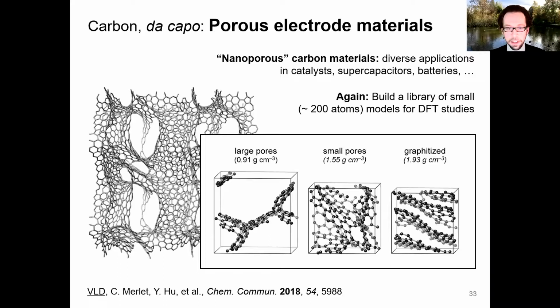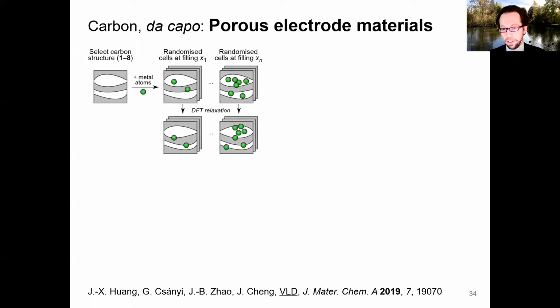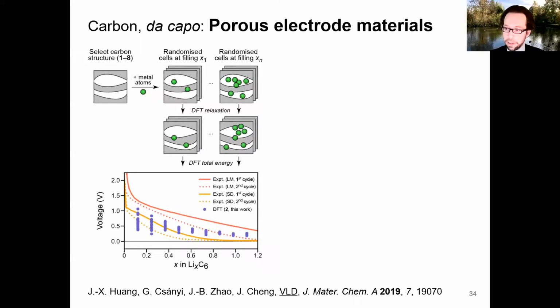In this case, we wanted to see what happens if you insert different metals in there in the electrochemical energy storage. So we go calculate many possible structures, putting, in this case, lithium ions in there and comparing with experimental voltage curves. So this is another indicator for what might be happening inside the material.